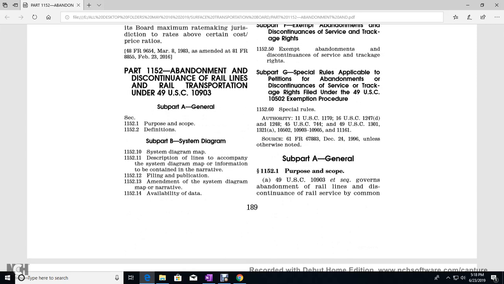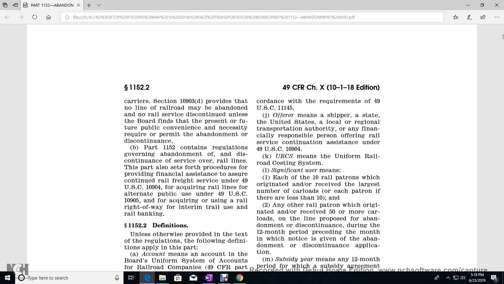Subpart A, General. 1152.1, Purpose and scope. Title 49 U.S. Code 10903 covers the abandonment of rail lines and the discontinuance of rail service by common carriers. Section 10903 provides that no rail line may be abandoned and no rail service discontinued unless the Board finds that the present or future public convenience and necessity require or permit the abandonment or discontinuance.